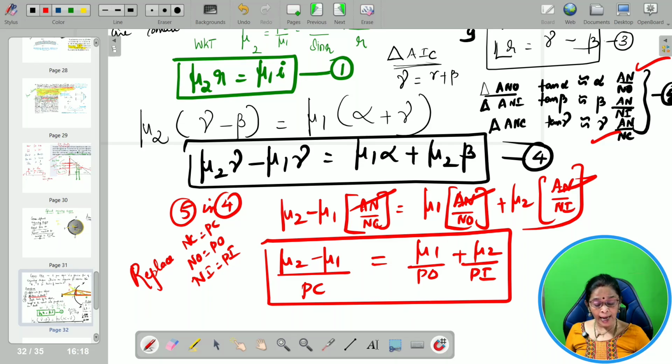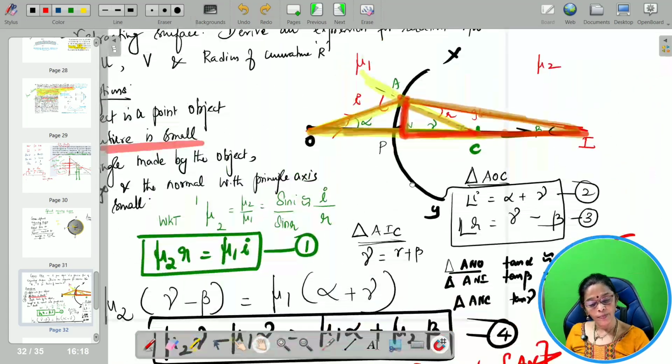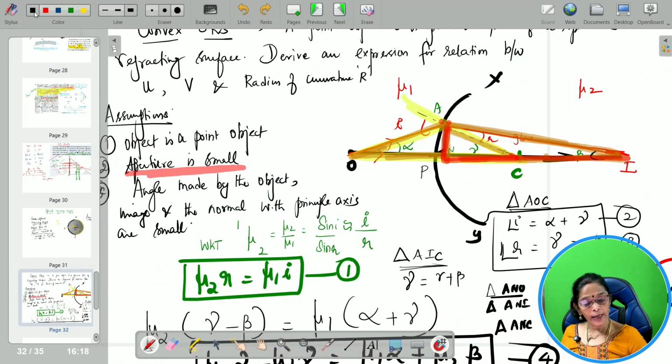Now, substitute the sign convention. How are we going to apply the sign convention? We will check on that. So here we will apply the sign convention. Light always comes from the object.